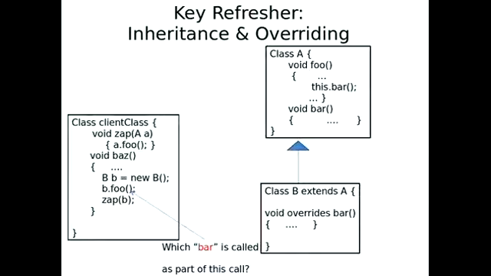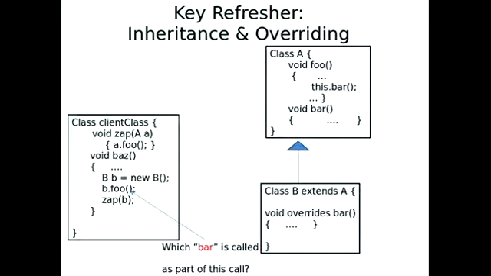Now, why is this significant? I want to be sure that the people in the room are rock solid on one issue, and I've discovered that students sometimes emerge from 270 with a little bit of uncertainty about this area. I just want to be very clear. So we have an A, and then we have a B that extends A. It subclasses A. And you'll notice that there's a bar in A, and then class B overrides bar, with the @Override annotation, and it creates its own implementation of bar.